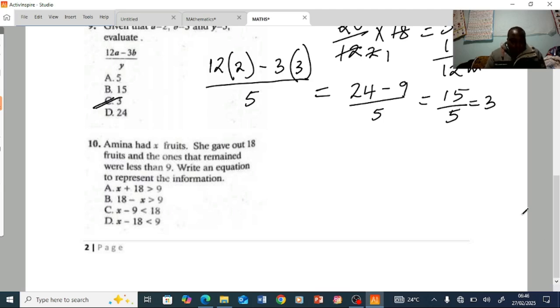Number 10. Amina had X fruits. She gave out 18 fruits, and the ones that remained were less than 9. Write an equation to represent the information.